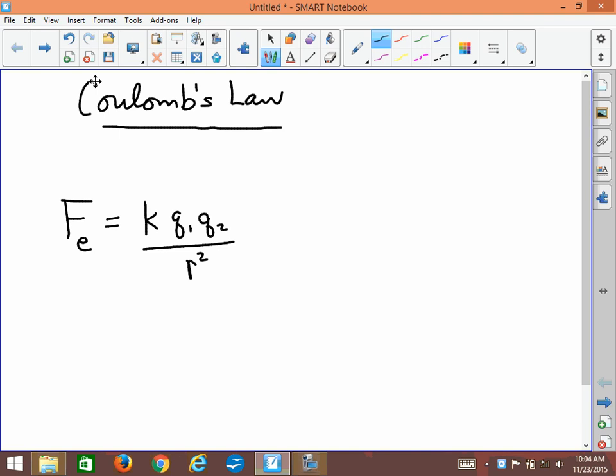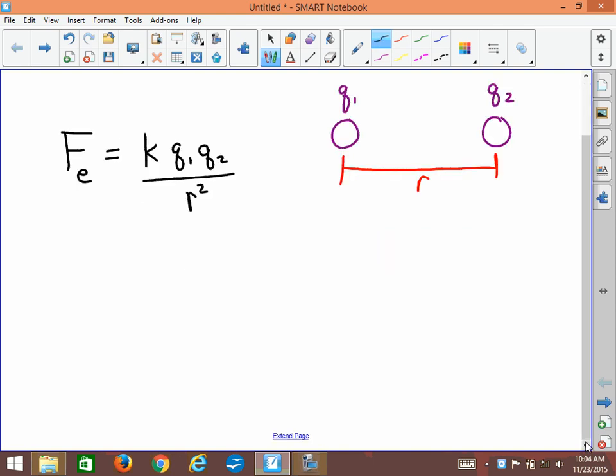So if we draw a little picture, just to understand what that means, if you have a charge Q1 and another charge Q2, and they are separated by a distance R, then they will feel a force between them. Now, we'll have to talk about the direction of that force in just a second, but for now, I just want to point out why R. It's just like with gravity.